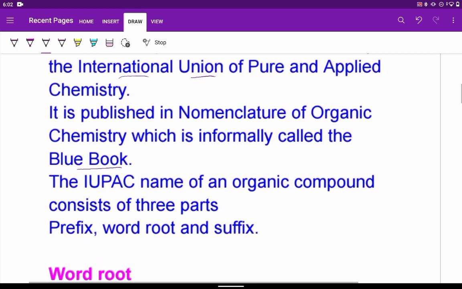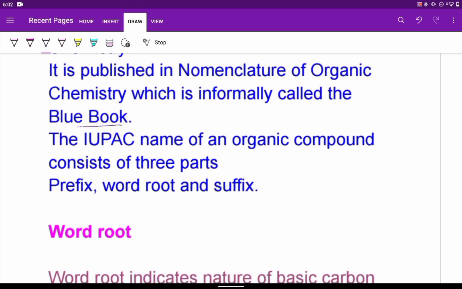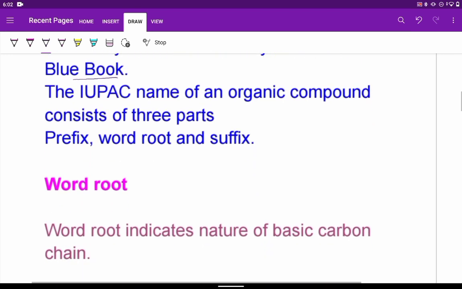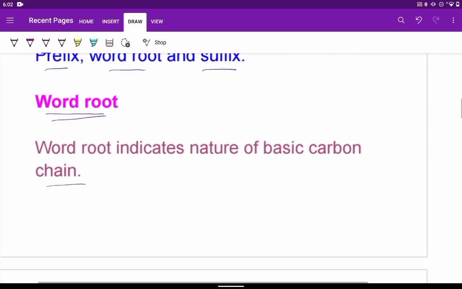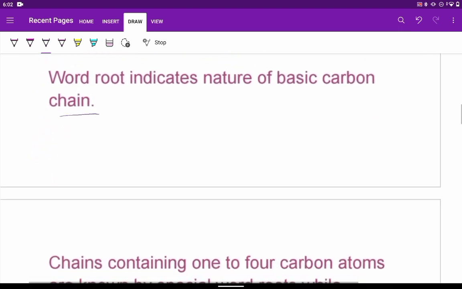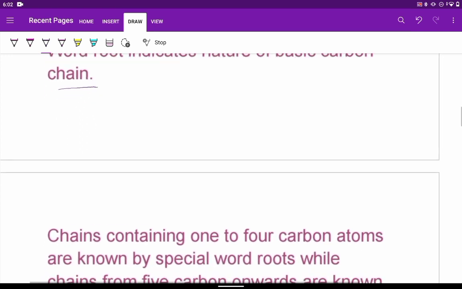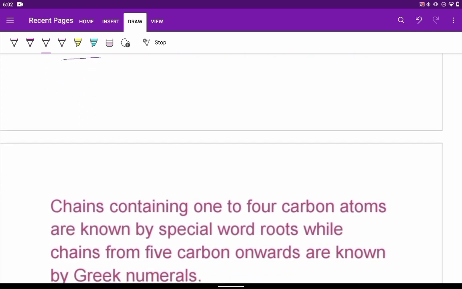Now the IUPAC name of any organic compound consists of three parts: prefix, word root and suffix. Let us see them one by one. What do you mean by word root? Word root indicates the nature of the basic carbon chain. Any organic compound is basically made up of carbon, so first of all, we should know the number of carbon atoms present in that compound.